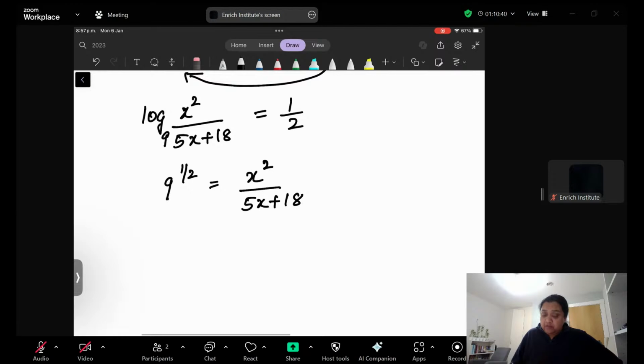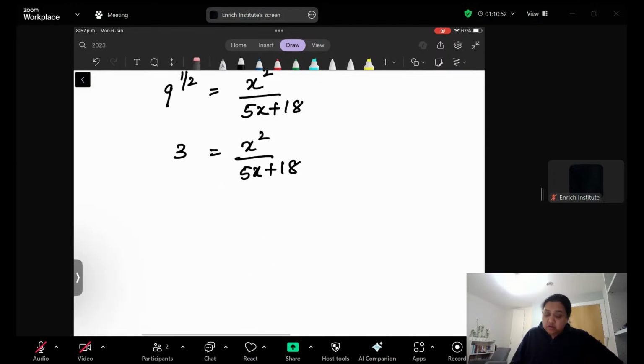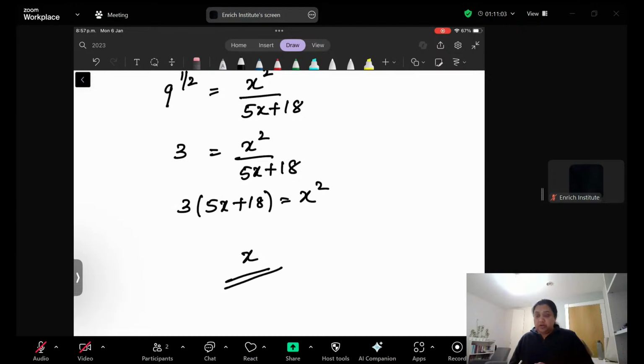And 9 to the power of 1 over 2 will be square root of 9, which is equal to 3. 3 is equal to x square divided by 5x plus 18. And you cross multiply, so 3 into 5x plus 18 is equal to x square. Simplify it, you will get a quadratic. You solve it, you will get the value of x. I'm not going to do it completely, but this is how you simplify it.